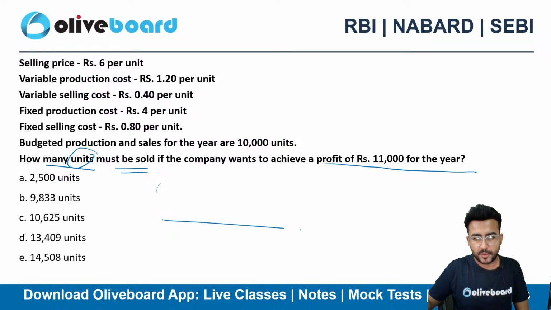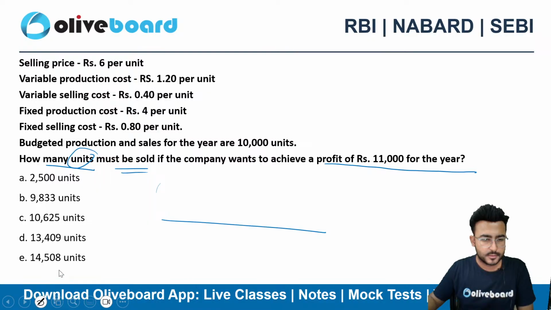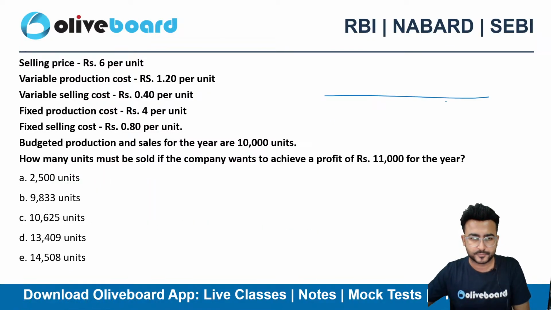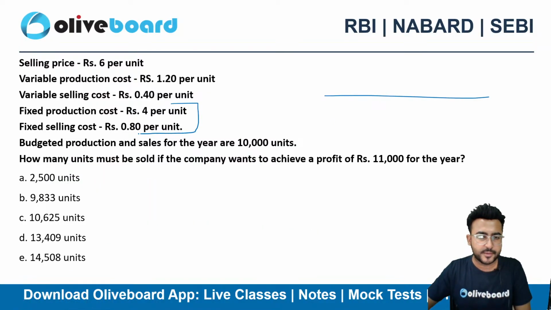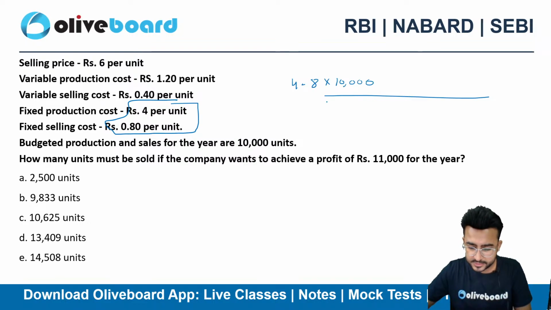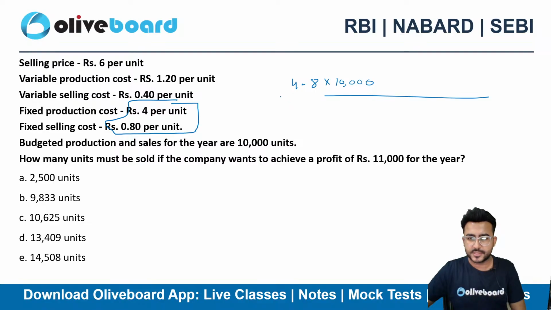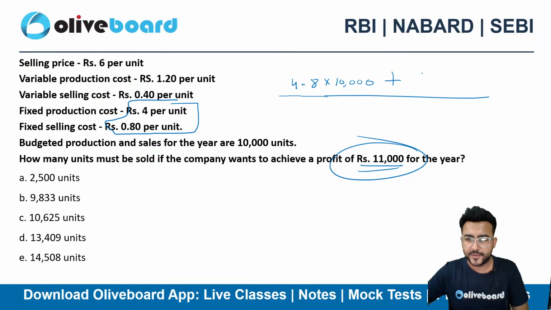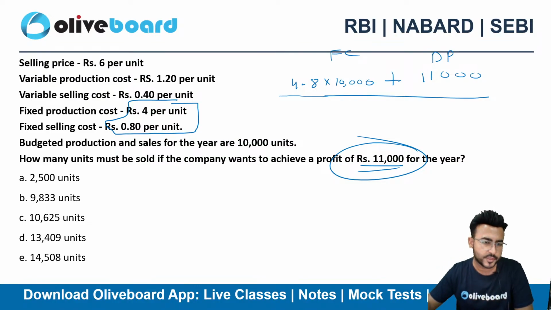Again the same formula. What is my fixed cost here? I have already computed earlier. 4.8 rupee per unit multiplied by 10,000 units. That was my fixed cost, 48,000. Plus what is my desired profit? 11,000. I need to cover my fixed cost plus my desired profit. That much I need to cover, right?